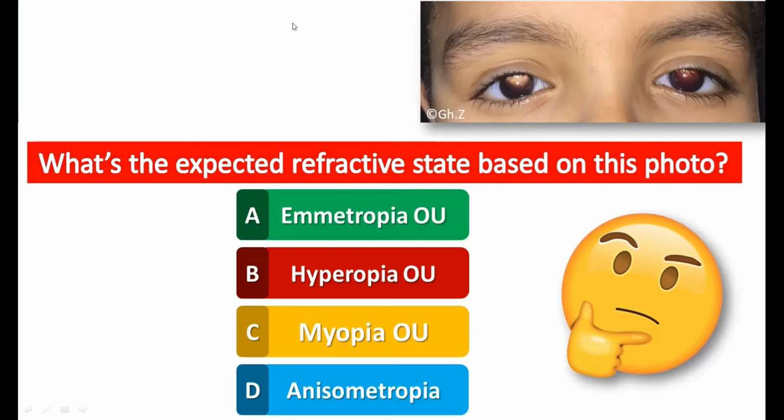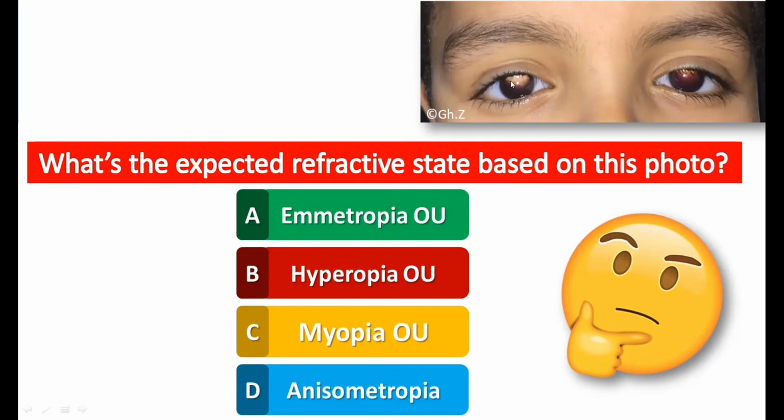So what is the expected refractive state based on this photo? Yes, it's a Bruckner test. Because of asymmetry in the red reflex, you said anisometropia, and this is correct. But again, if we have anisometropia, is it anisometropic hyperopia, myopia, or astigmatism? What do you think? As you see here, there is a bright crescent. The red reflex is not uniform or diffuse. It's like a crescent up, and here again, the brightest area is up.